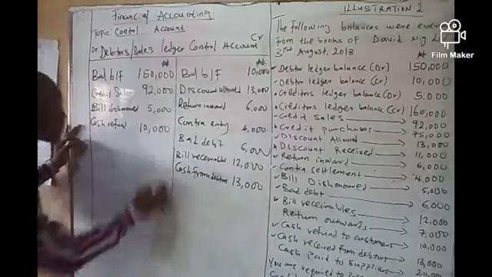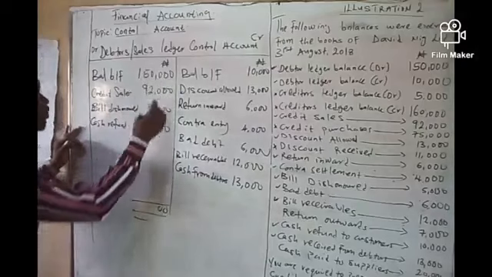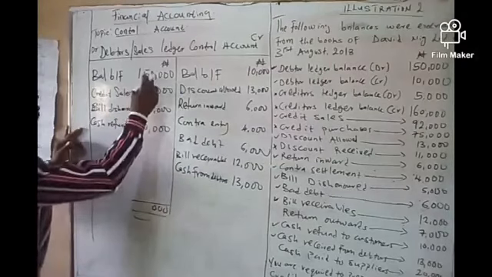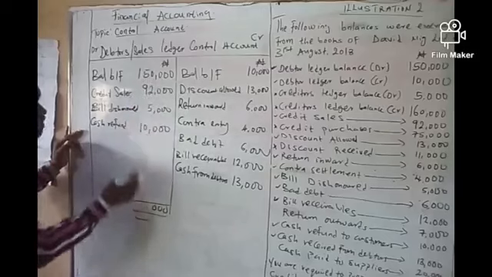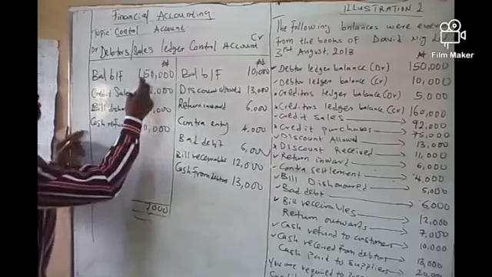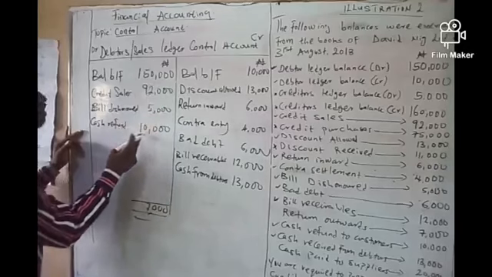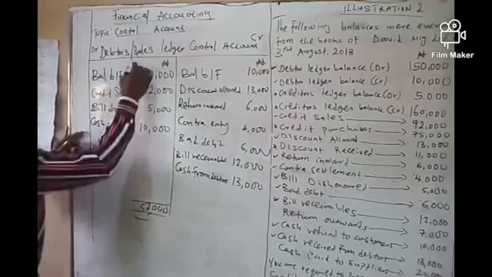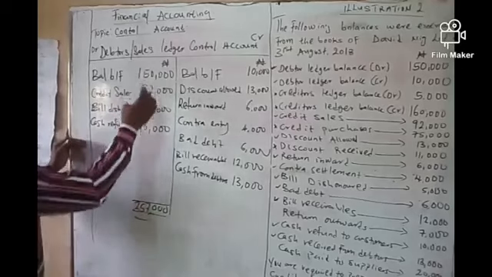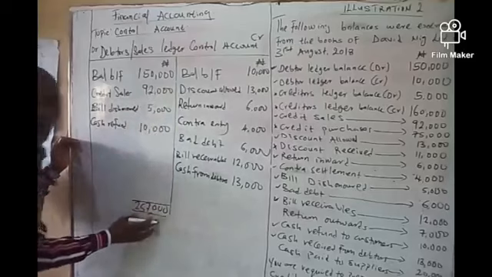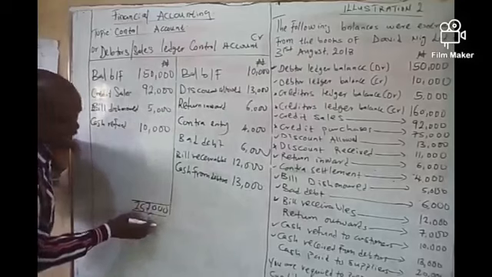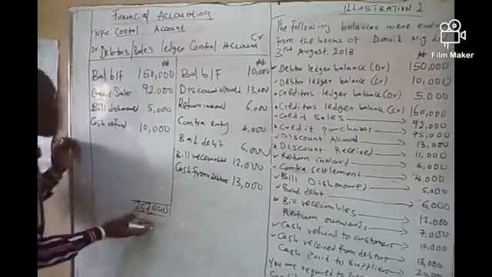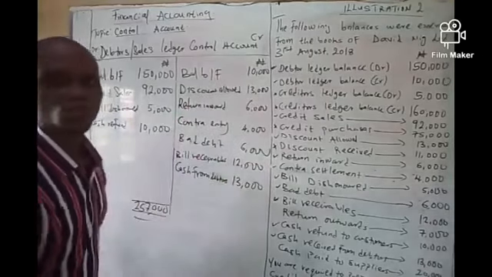0 plus 0, we have 0. 0 plus 0, we have 0. 0 plus 0 is 0. 0 plus 2, 2. 2 plus 5, 7. 7 plus 0, 7. We have 5 plus 9, 14. 14 plus 1, 15. 5 carry 1. 1 plus 1, 2. When you add them together, we have 257,000. Let's add the credit side together.